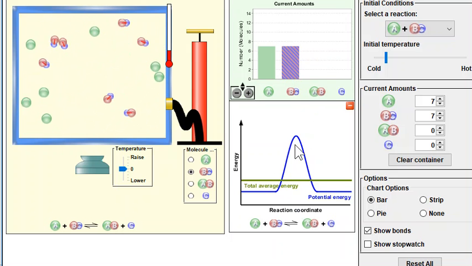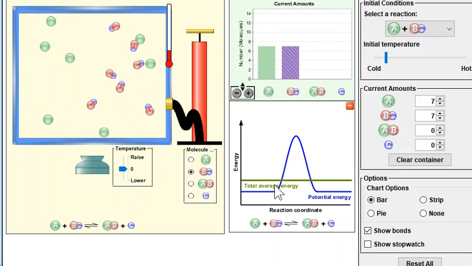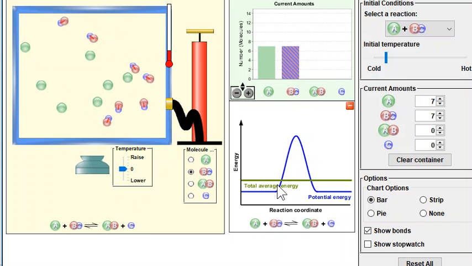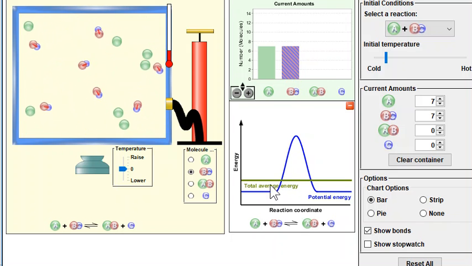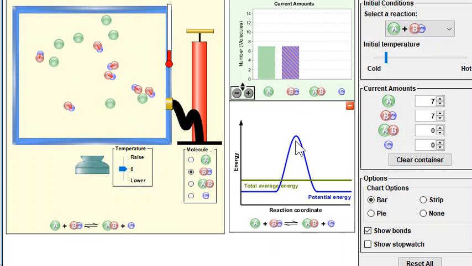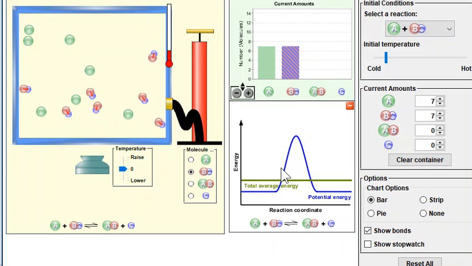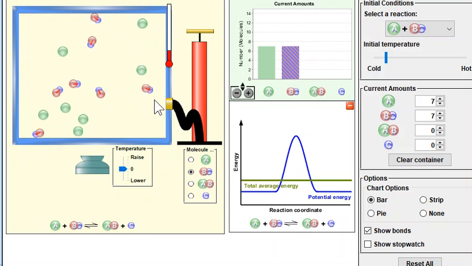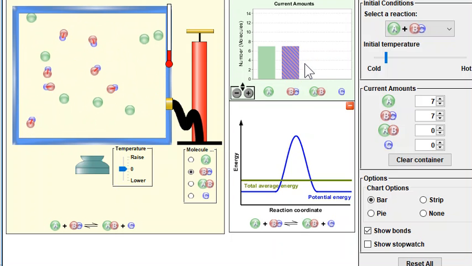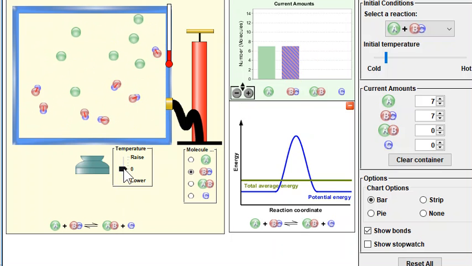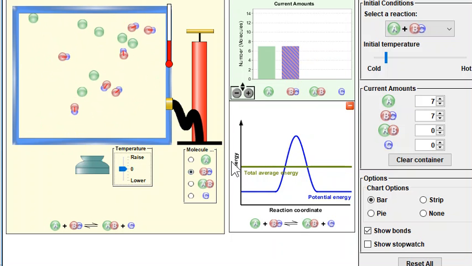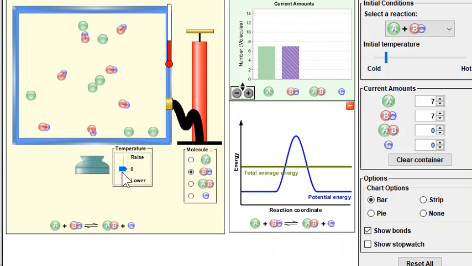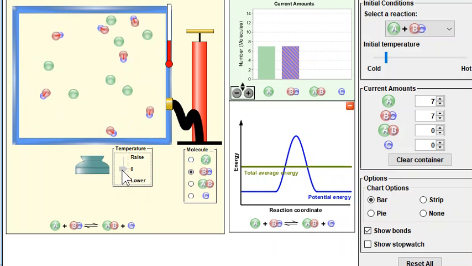If we look at our energy diagram, we can see that the average energy is really low compared to the height of the activation energy. And so we need to give this reaction a little bit of energy in order to actually have the reaction occur. We do that by increasing the temperature, by heating it up. You can see that raises the average energy. The molecules are bouncing around, they collide more.